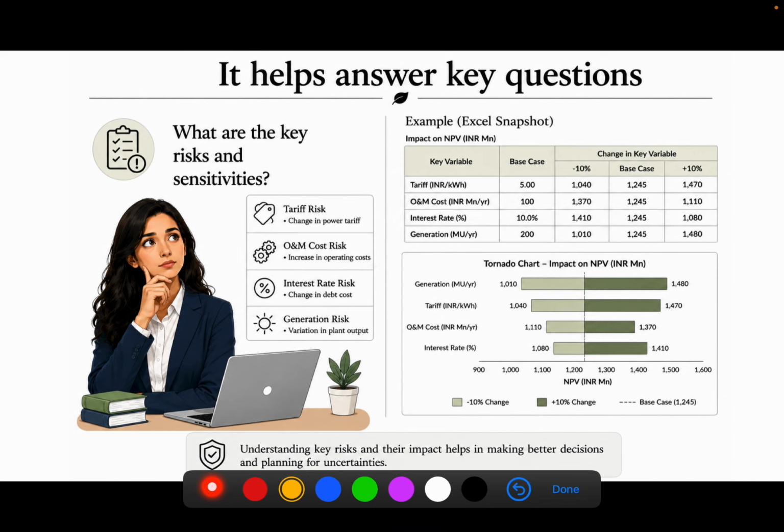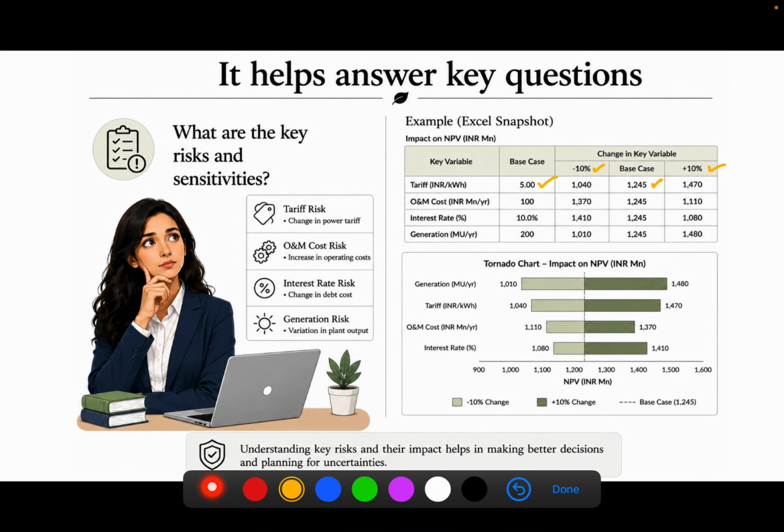What if the electricity tariff is lower than what we expected? So we expected a base case around 5 rupees per kilowatt hour. But what if it gets reduced by 10%? Or what if it gets increased by 10%? In all three cases, there will be different revenue generated and different impact on NPV. So the final NPV values are changing.